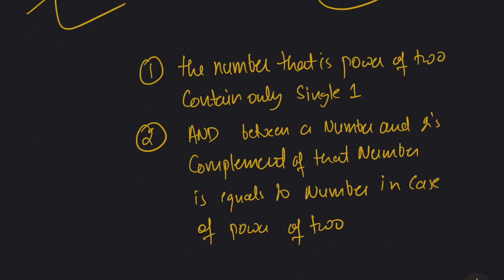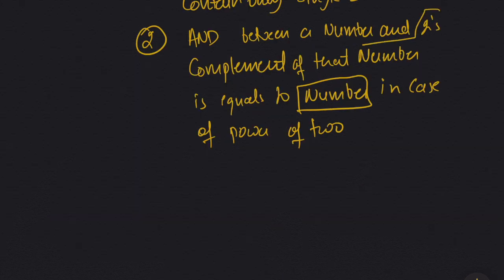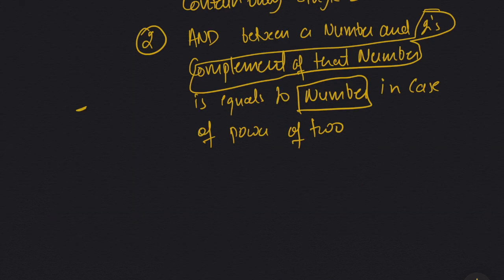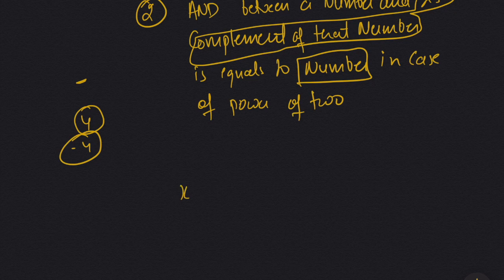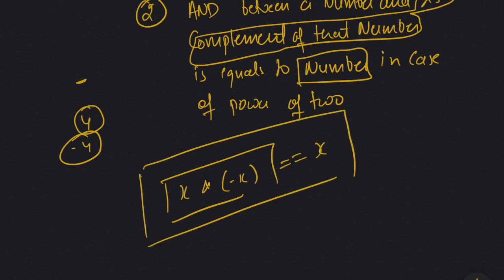So I have written it down that a number that's a power of 2 contains only a single one, and the AND between a number and its 2's complement is equal to the number in case of a power of 2. And the 2's complement is equal to minus of that number. Suppose I say 4 and minus 4, so the 2's complement of 4 is equal to minus 4. So we find our formula that for a given number x, if I take the AND with minus x, and if this is equal to x, in this case the number is a power of 2.